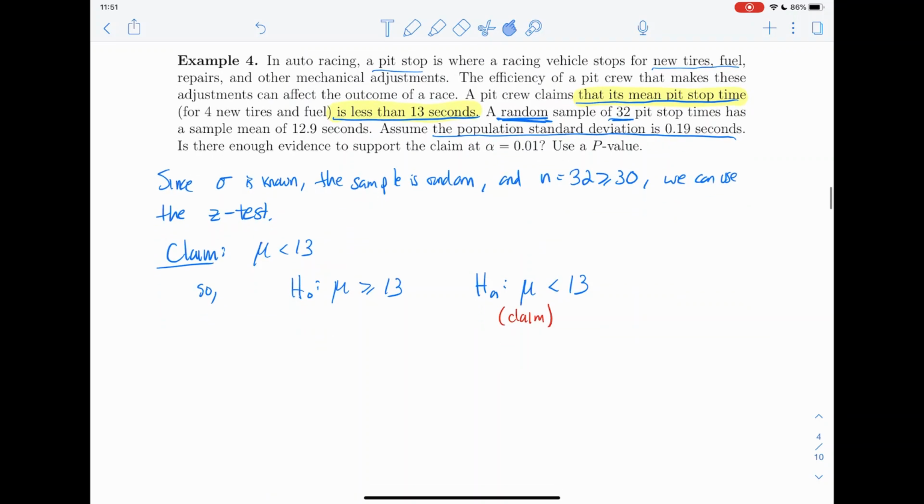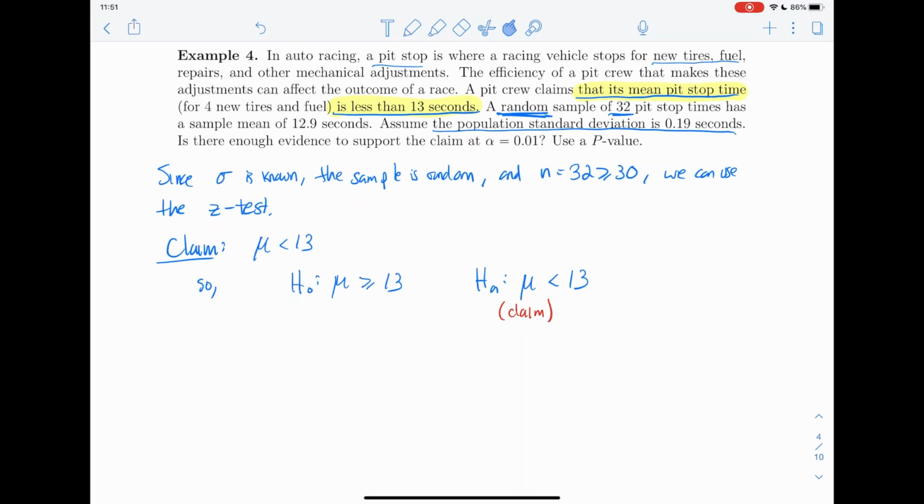At this point, we're going to start computing p-values. So we want to remind ourselves that the level of significance is 1% because alpha is 0.01.